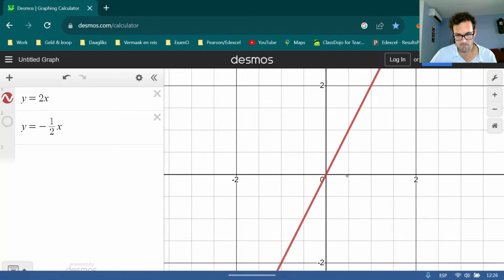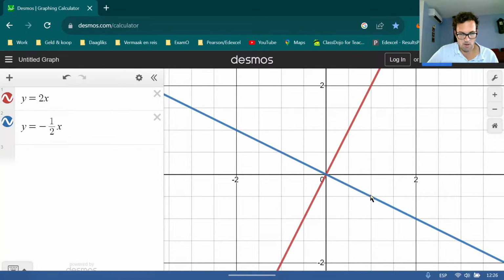Makes sense, doesn't it? Okay, so that's the gradient of 2. 1 square to the right, 2 squares up. Now if I draw a perpendicular line to that, that's the blue one. Not only does the gradient change, so it's a line that has a positive gradient now becomes negative. Also, the gradient swaps around.